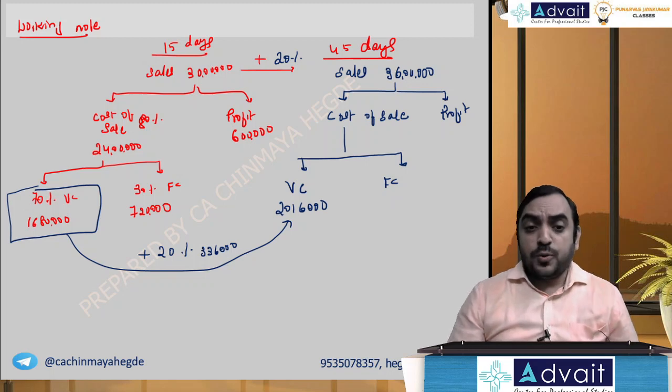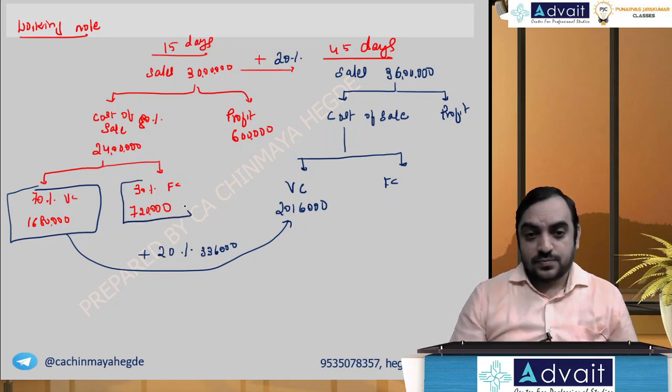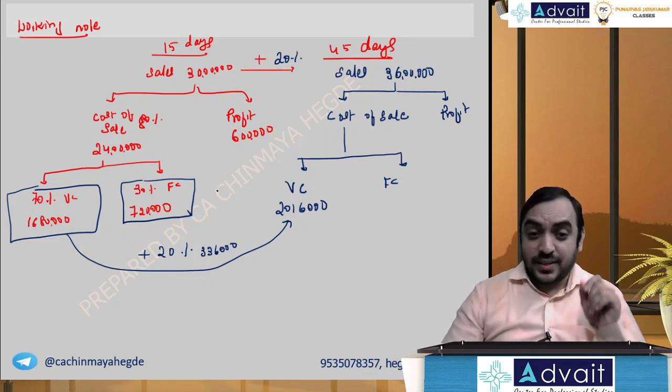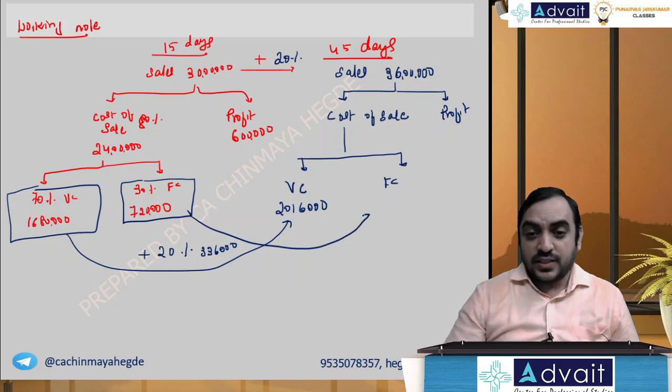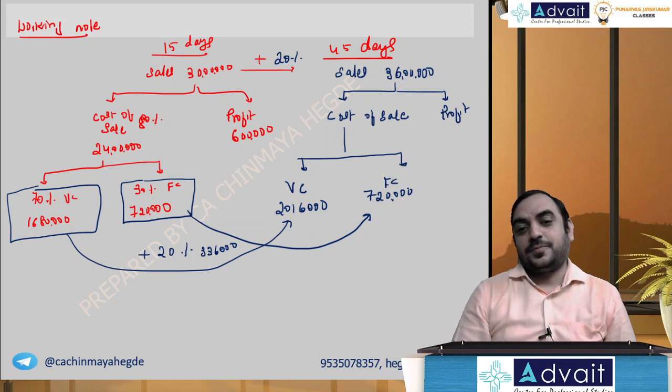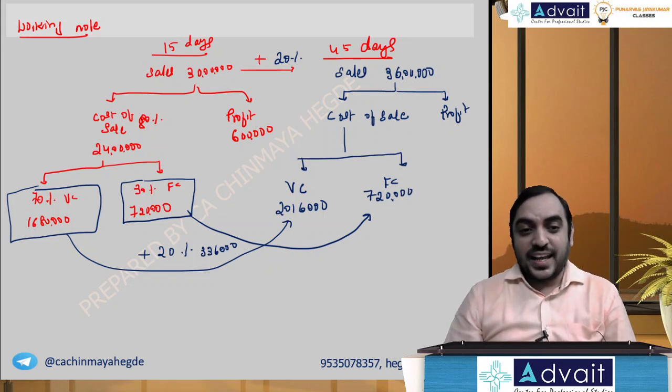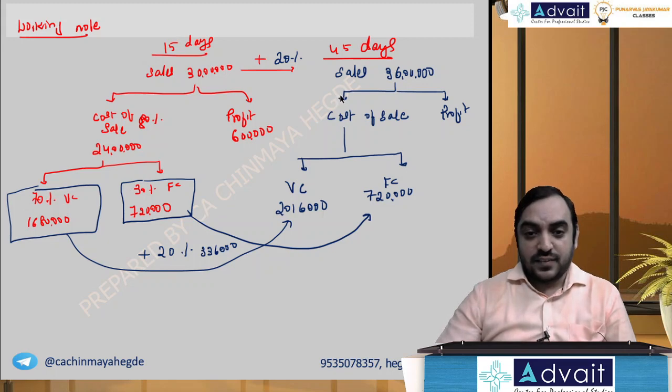Okay. Now, what about fixed costs? What do you think about fixed cost? Fixed cost will not increase. It will remain the same. That is the catch. It will remain the same as 7 lakh 20,000. Therefore, what is the cost of sales? You have to come like this: 20 lakh 16,000 plus 7 lakh 20,000. Cost of sales is 27 lakh 36,000.